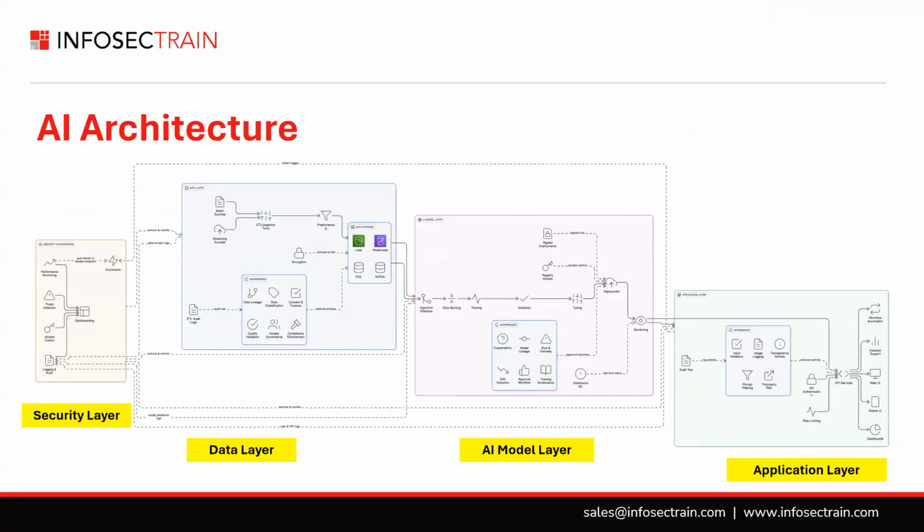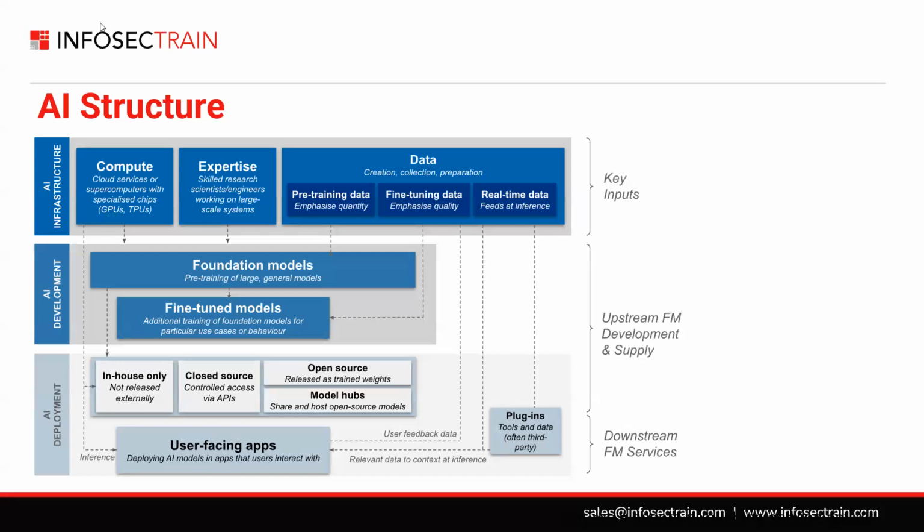Now here, I'm taking one reference, I will share the source also. If you see the actual AI architecture, it has three things: AI infra, AI development, and AI deployment. Is it clear? Now, when you're talking about AI infra, it provides the key inputs, which include compute, expertise, and data. How important is computation? If you're talking about AI, how much is computation important?